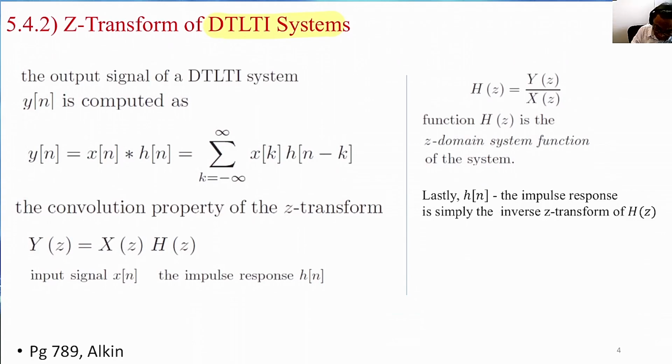Typically, we want to find the output of a DTLTI system, and we're given that LTI systems are described by the convolution equation x convolved with h. And if we have h, then we can write this equation, of course, in time and in frequency, or in the z domain, we know that the convolution equation becomes multiplication in the z domain.